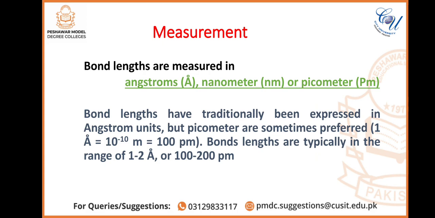Now come to the measurement of bond length. For measurement we need a unit. The units in which we can measure bond length of bonded atoms are angstrom, nanometer and picometer. Generally, we use angstrom to express bond length, but picometer is also used sometimes.